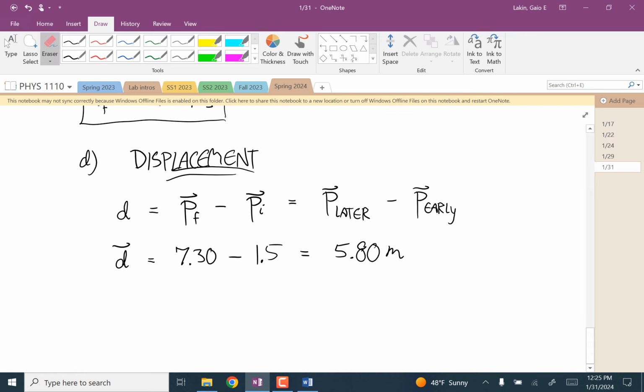I wrote all these things with vector symbols over them. Don't worry about that yet. We'll get to that soon. So in one-dimensional motion, it's just this. That's just force of habit writing those symbols. Is everyone with me on that calculation of displacement?